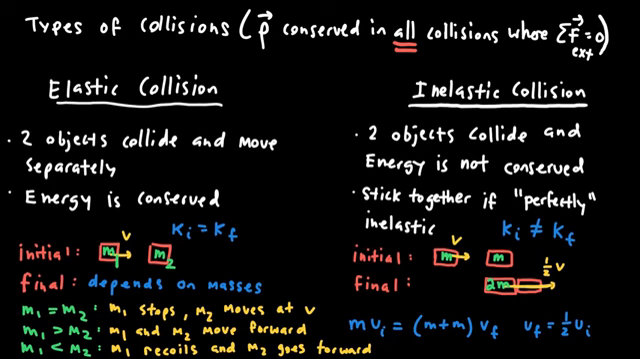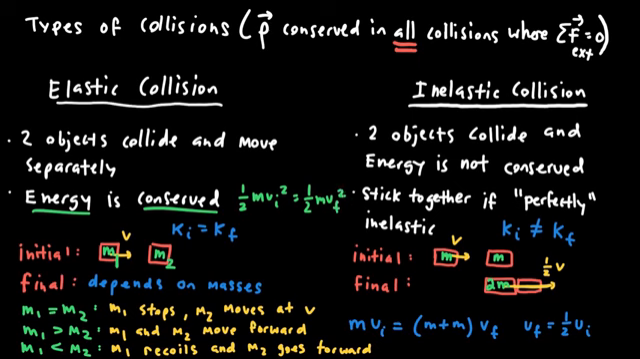So we'll start on the left-hand side for elastic collisions. Elastic collisions occur when two objects collide and move separately. So one collides with the other, and then after the collision they're not stuck together. In those types of collisions, energy is conserved, right? So what that means is the kinetic energy at the beginning, before the collision, and the kinetic energy after the collision can be set equal to one another. And remember, kinetic energy is 1/2 mv squared. So we're essentially saying I can write 1/2 mv initial squared equals 1/2 mv final squared.